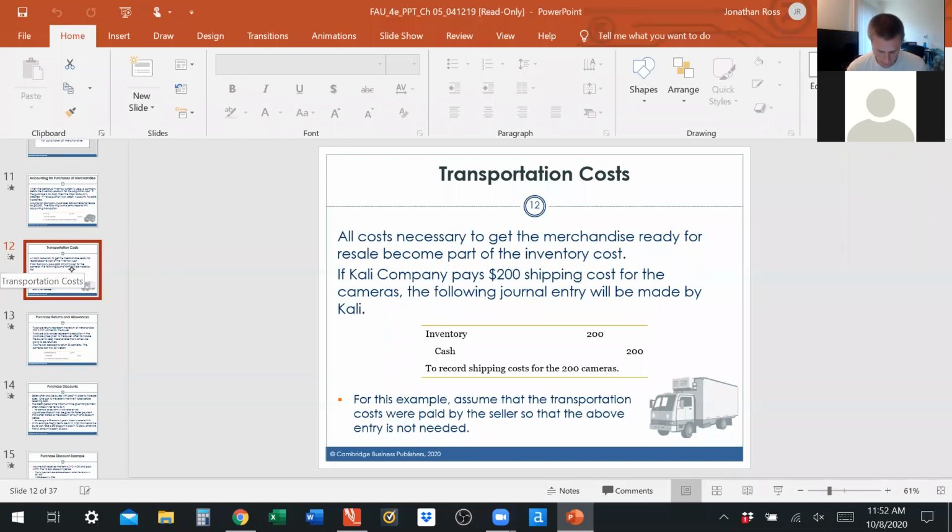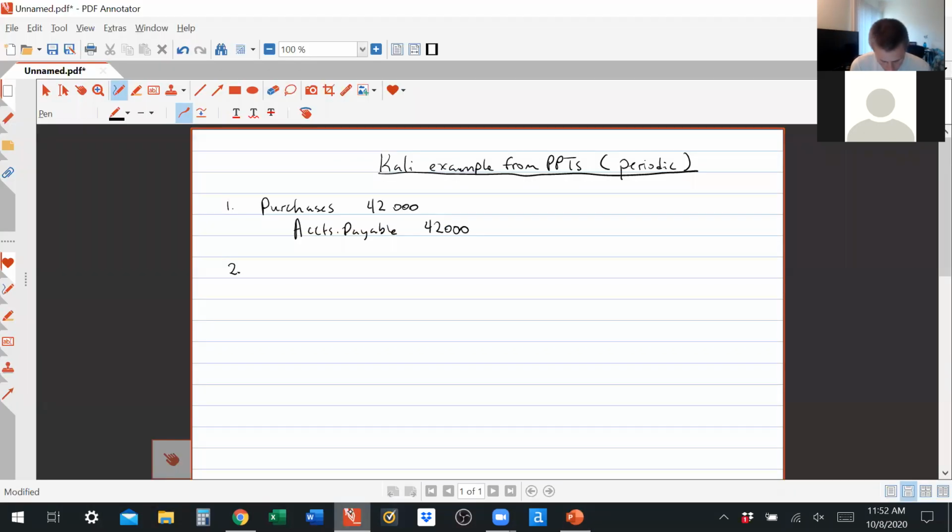It says right here for this example, assume that Kaylee does not have to pay shipping. But if they had to pay shipping, the journal entry would be debit to freight in, credit cash, star, assuming they have to pay shipping, which they don't in this example.